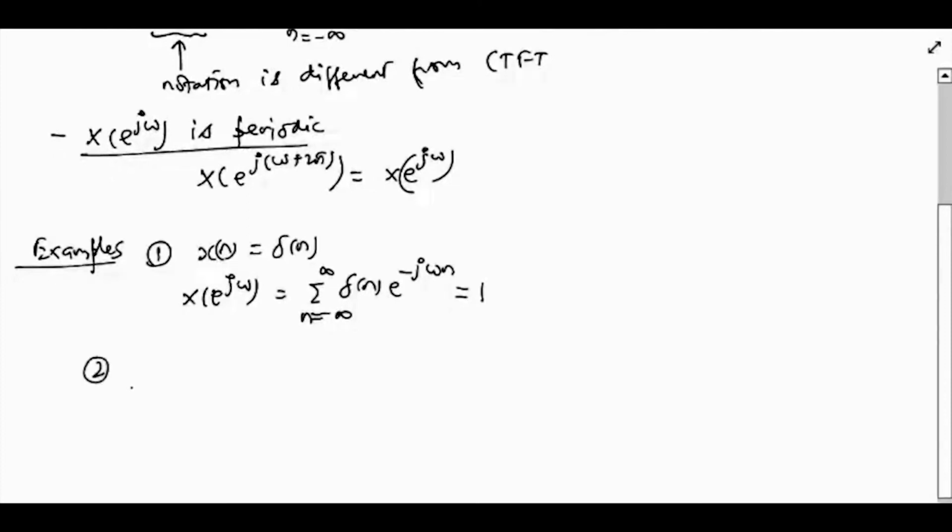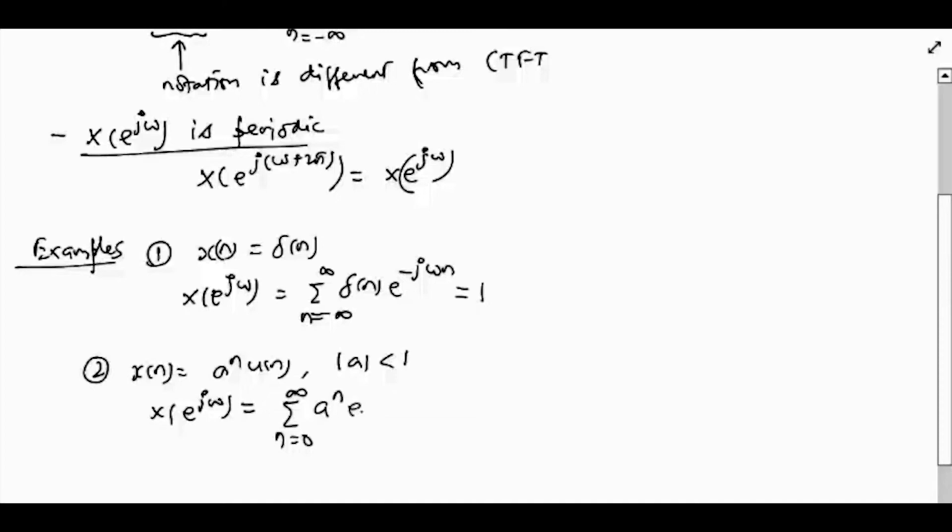Let's see another example. Now I take x[n] equal to a^n u[n], where a has absolute value less than 1. Now let's see what the DTFT is. X(e^{jω}) is equal to, since u[n] is 0 for all negative n, I can start the summation from 0. n equals 0 to infinity a^n e^{-jωn}, which becomes the sum from n equals 0 to infinity of (a e^{-jω})^n, and it's a geometric series, which turns out to be 1 over 1 minus a e^{-jω}.